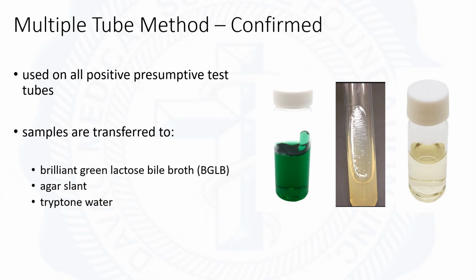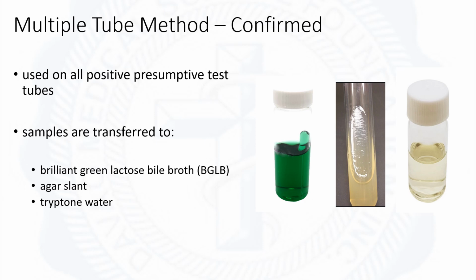After the presumptive test is the confirmed test, and this is used on all positive presumptive test tubes. Sometimes there can be false positive results in the presumptive test, such as from yeast and Clostridium species. These can be present in the water and can ferment lactose and produce both acid and gas. Therefore, it is necessary to confirm indeed if the growth is from the coliform. So that's where the confirmed stage comes in.